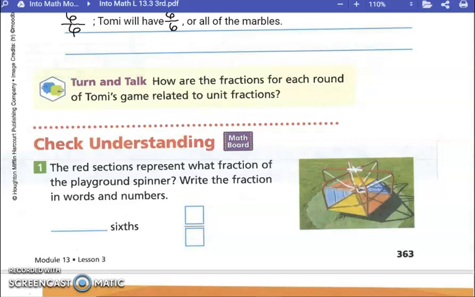and then come back. Okay, so it says the red section represents what fraction of the playground spinner. Write the fraction in words. How many red parts were there? 2. And so the numerator, or the number of parts they're asking about, is 2. And the denominator, or the whole, is 6, because there are 6 triangles in the spinner. Go ahead and go to the orange node, and then come back for those answers.